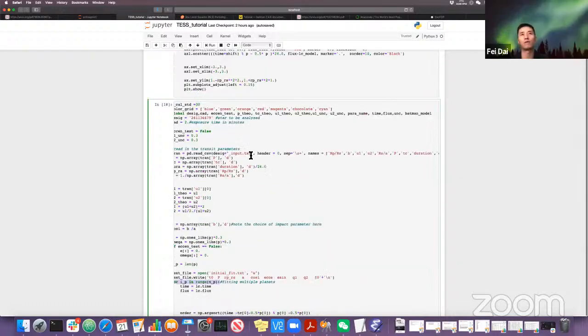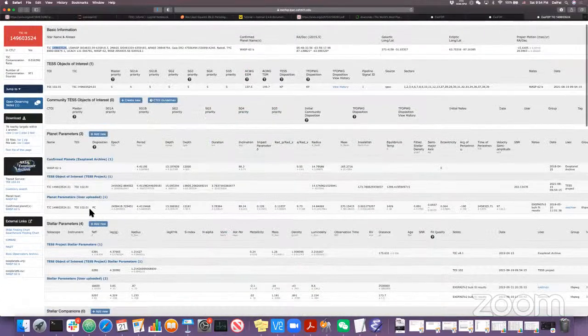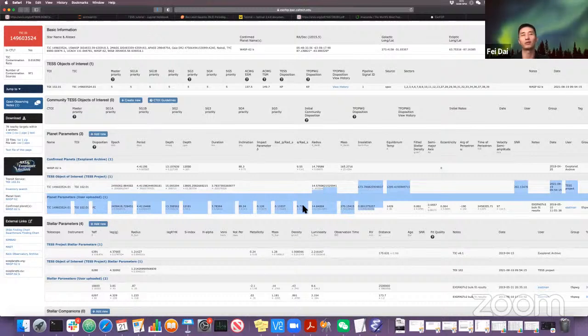Yeah, and if you want to get a pretty good initial guess for the planet parameters, just go to this ExoFOP website. They have all the planet parameters included here. Pretend that you don't know it to such precision. You can just put a value close to it, and the code should be able to fit it likely.